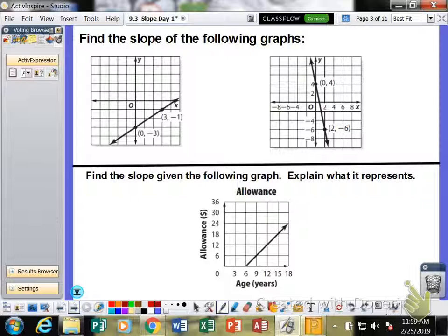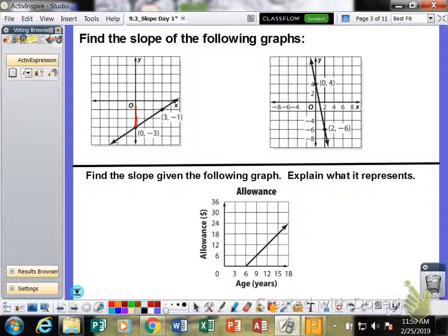So our rise, we want to find our rise first. So we'll start at our first ordered pair of 0, -3. Remember, rise is up and down on the y-axis. My rise here, I'm going to go up 1, 2. I go up 2 units. Now I'm at my y value from -3 to -1.